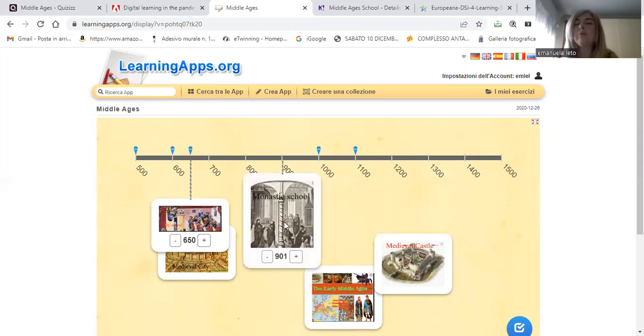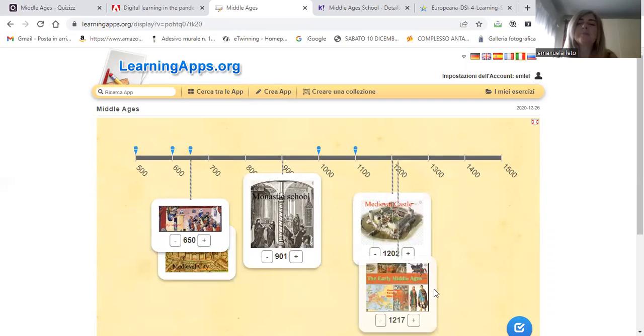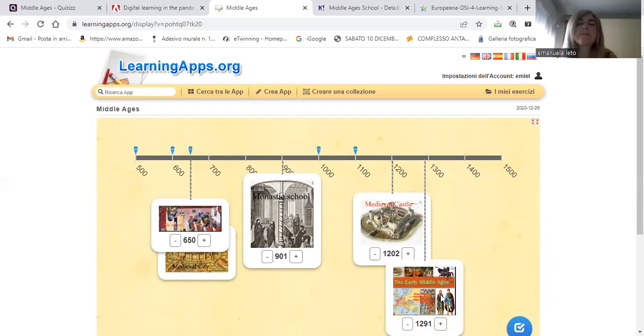So some images were taken from the Europeana collection, some images were taken by the web. But in this way, using this app, they were more aware of the timeline, and they associated images to a particular period of the Middle Ages. This app was a good app to memorize the dates, but was also a good way to evaluate the students about the competences on history.